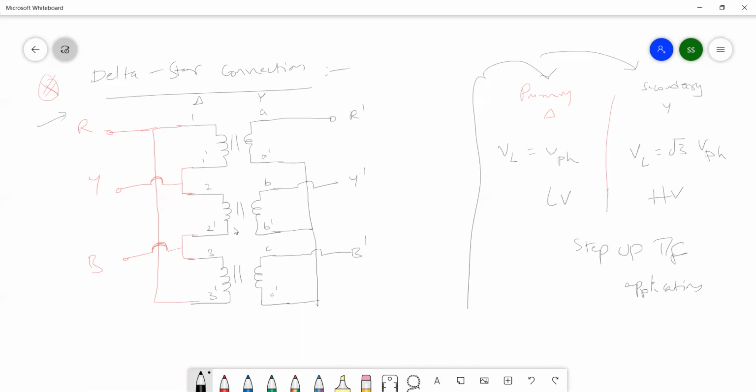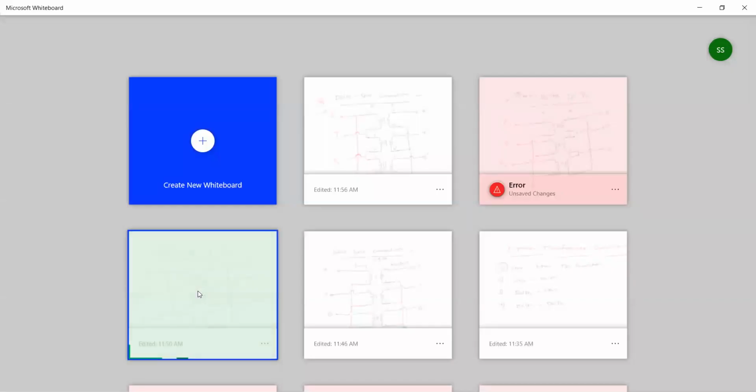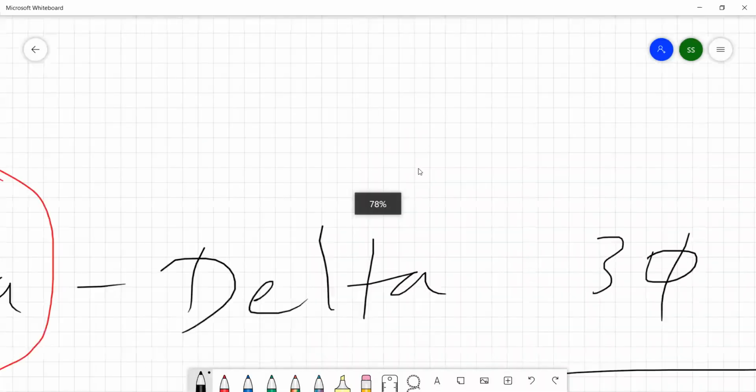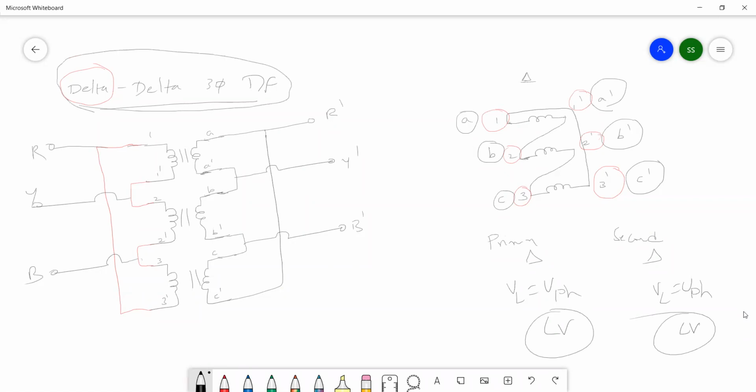So note it down quickly. And we are also, wait 1 minute, delta to delta. This one is already done, but just coming to theoretical points. So both sides, primary and secondary, delta delta. That means VL equal to V phase, VL equal to V phase. Both sides low voltage, right? So we can use this kind of configuration in low voltage transformer applications.